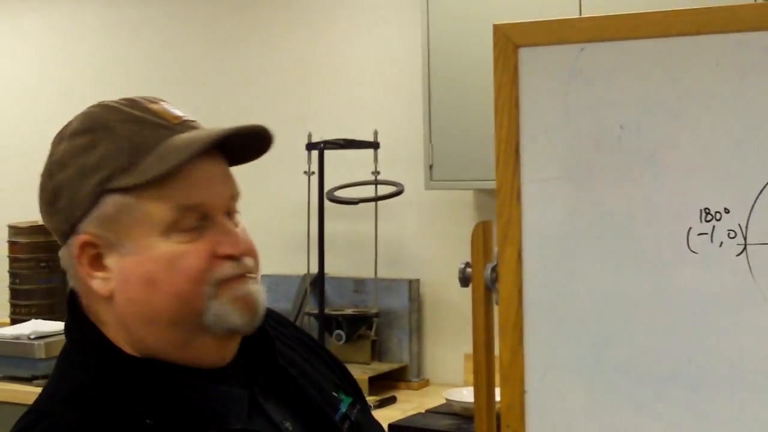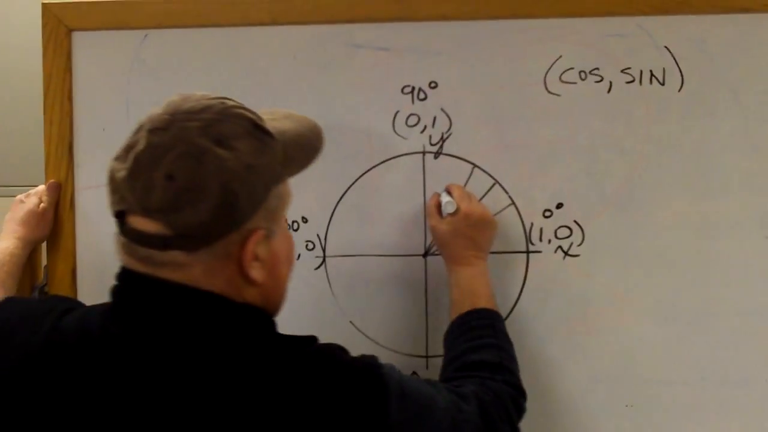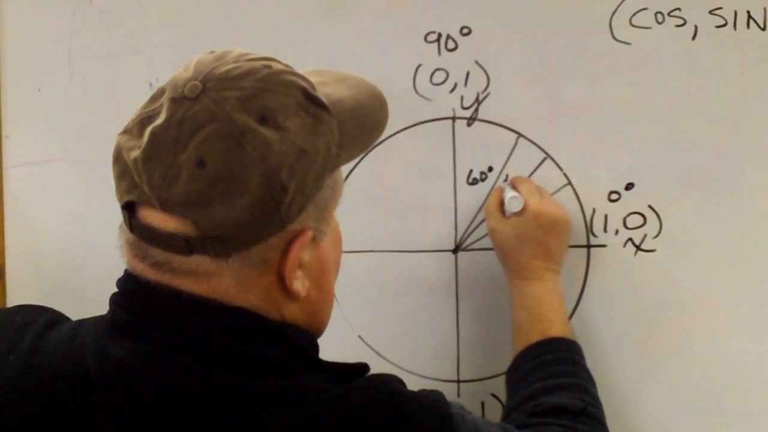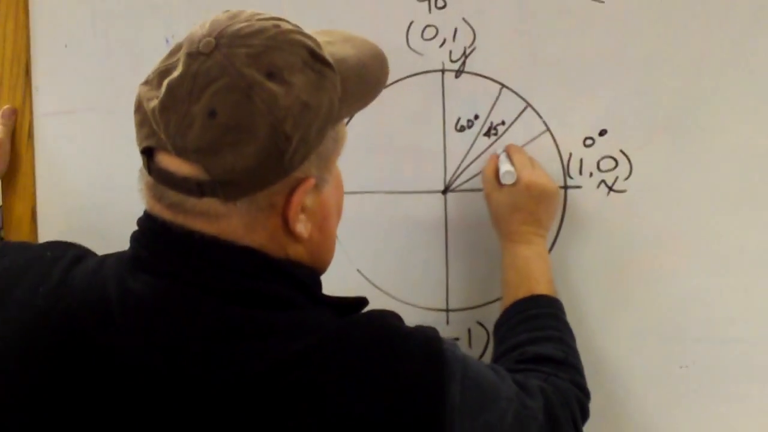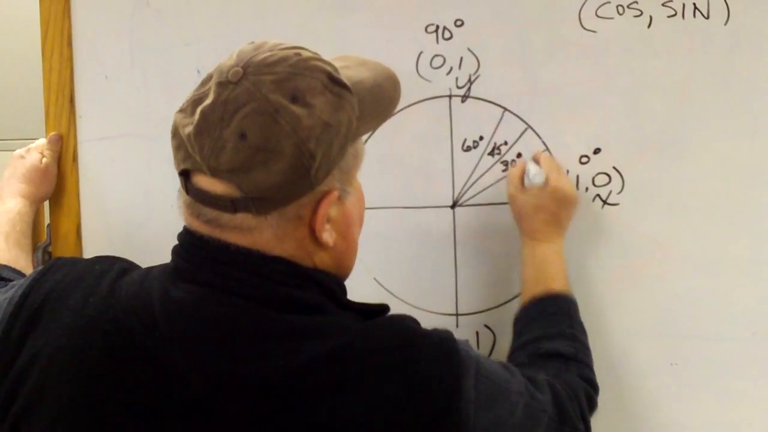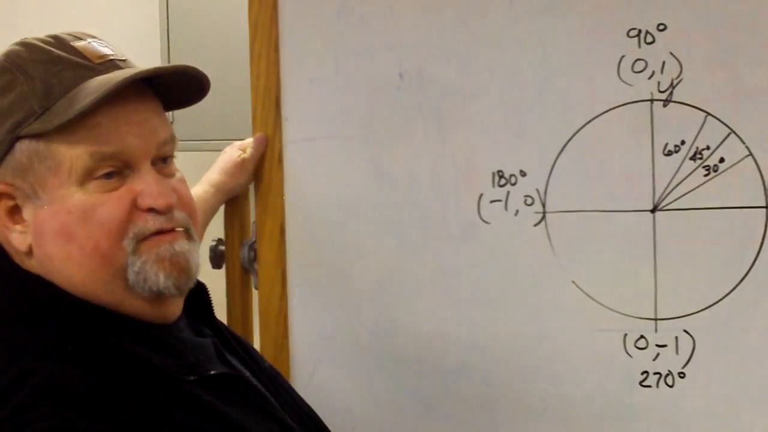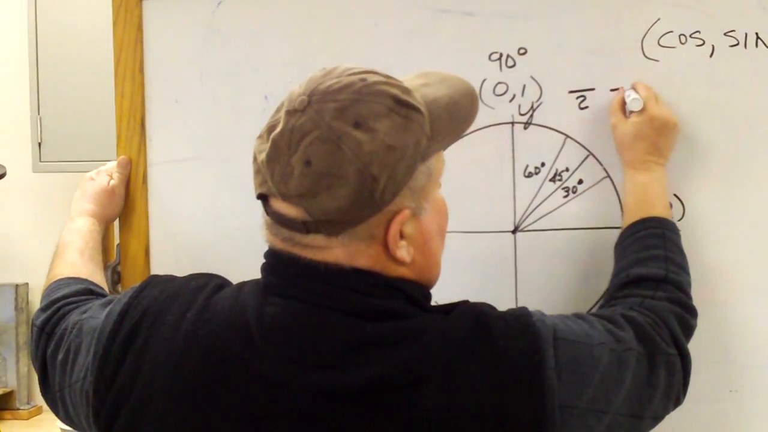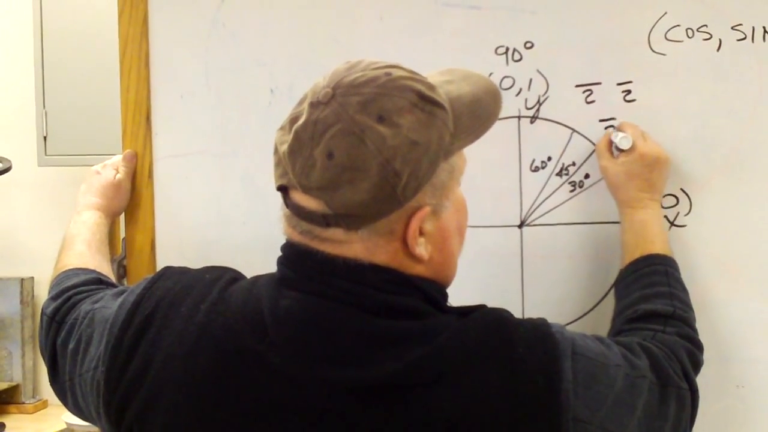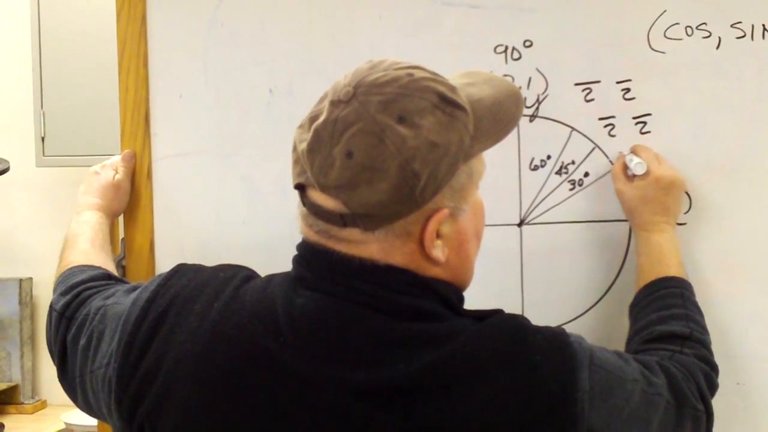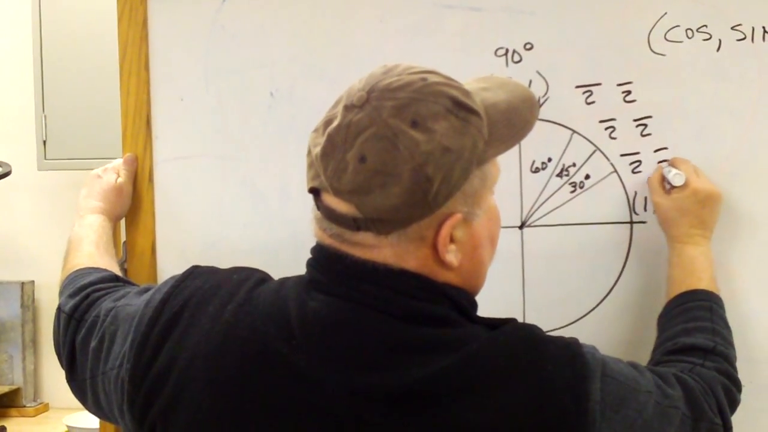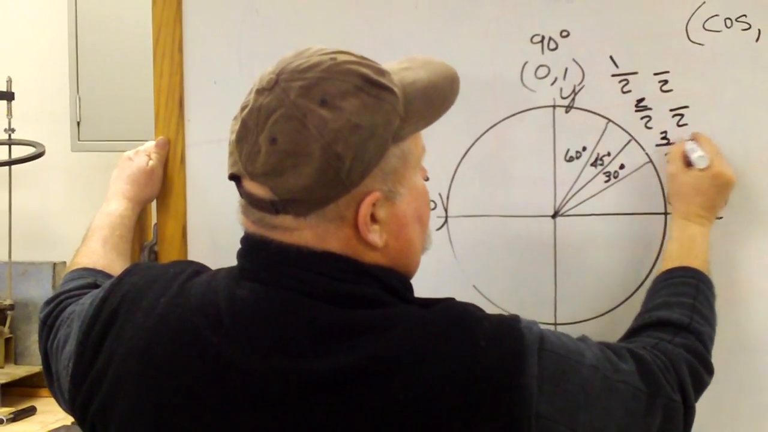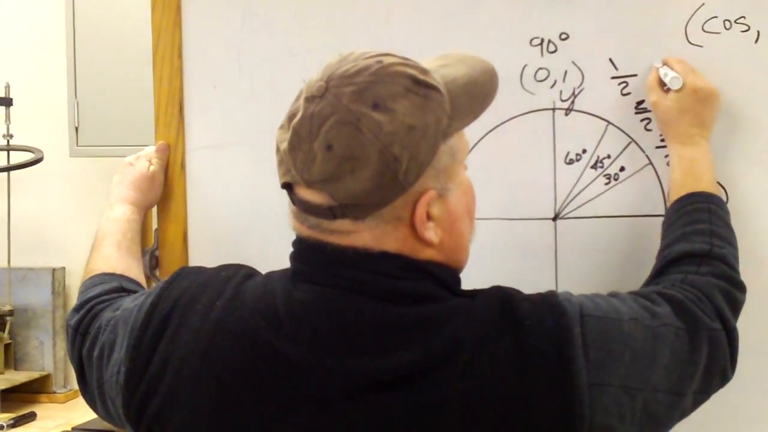All right. Now, this is the way we find the sine, cosine, and tangent of an angle. This one here is 60 degrees. This one in here is 45 degrees. And this one is 30 degrees. Now, there's a real easy way to remember this. You go over 2, over 2, over 2, over 2, over 2, over 2. Then you go 1, 2, 3, 1, 2, 3.